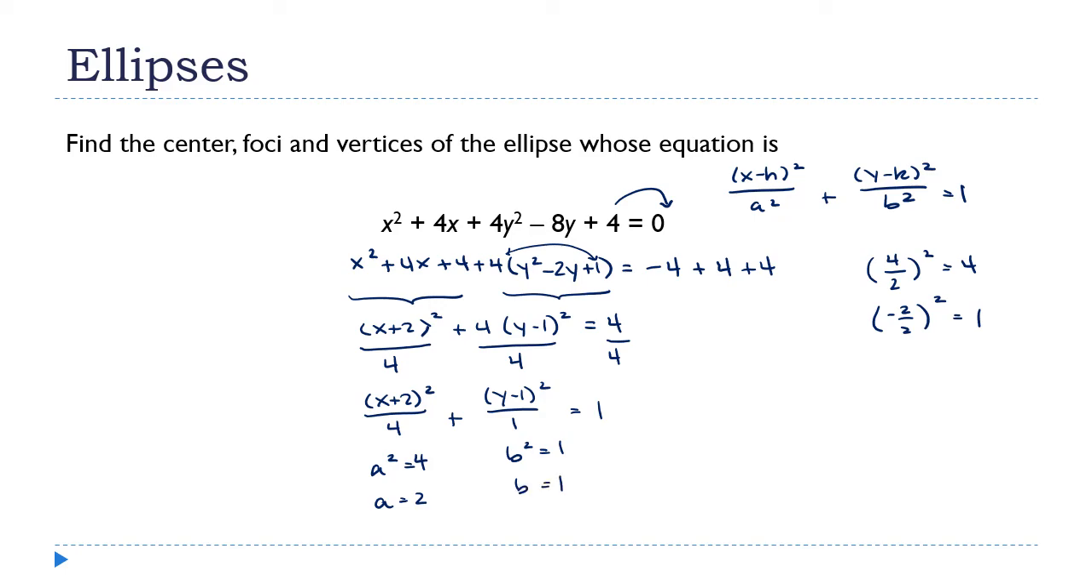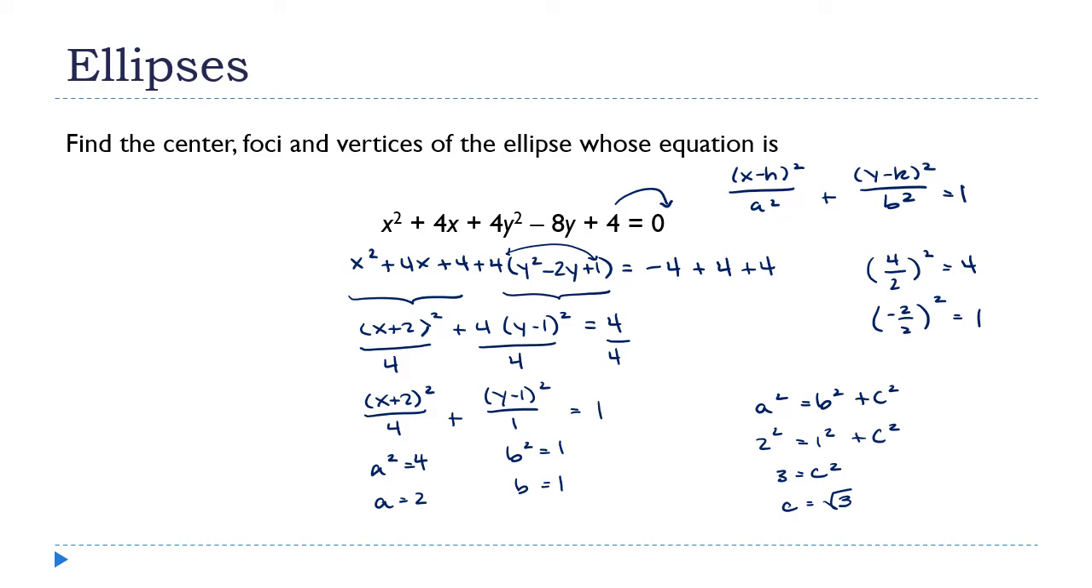And then I can go to my formula: A squared equals B squared plus C squared. I'm going to need C to know where the focal points are. So 2 squared equals 1 squared plus C squared. Let's see, this is 4 minus 1, so 3 is equal to C squared. C is the square root of 3. And these A, B, and C, they're distances, so just go with the positive result. Okay, now I know what I'm looking at.